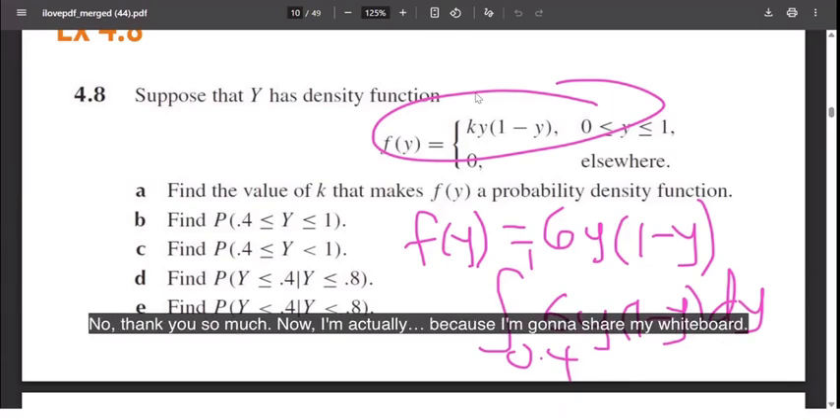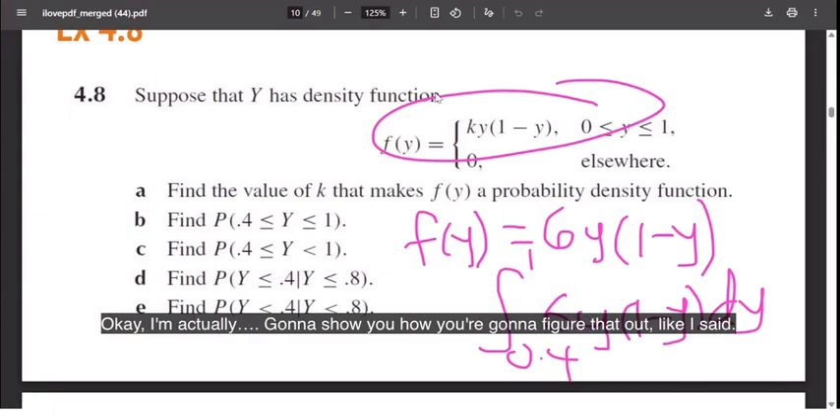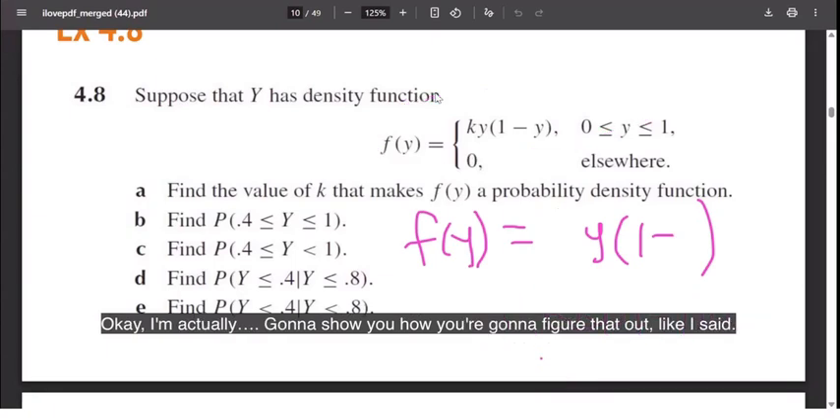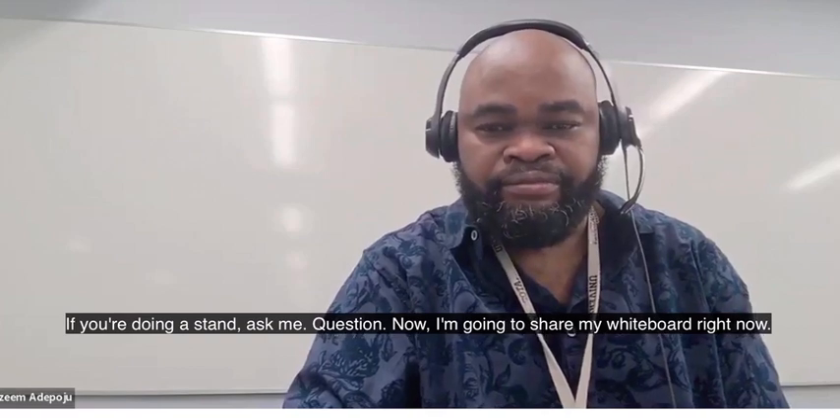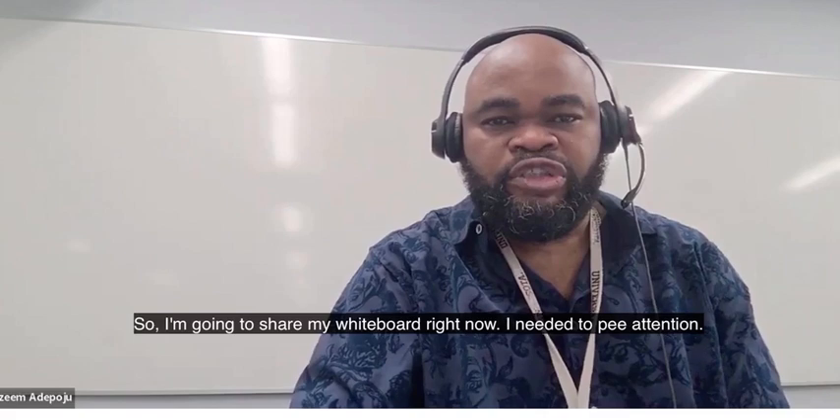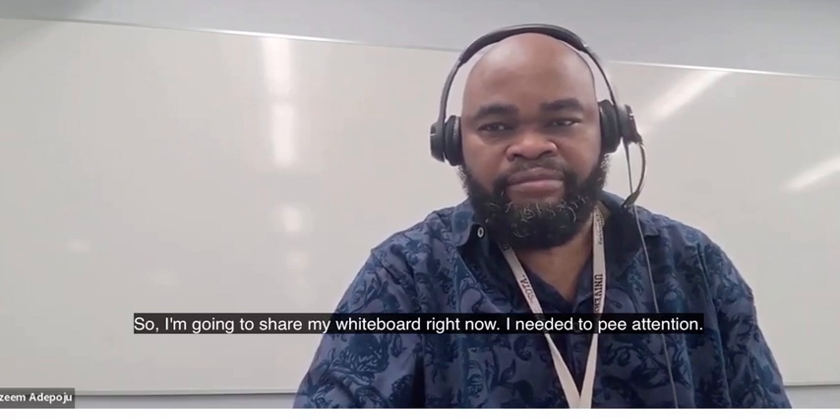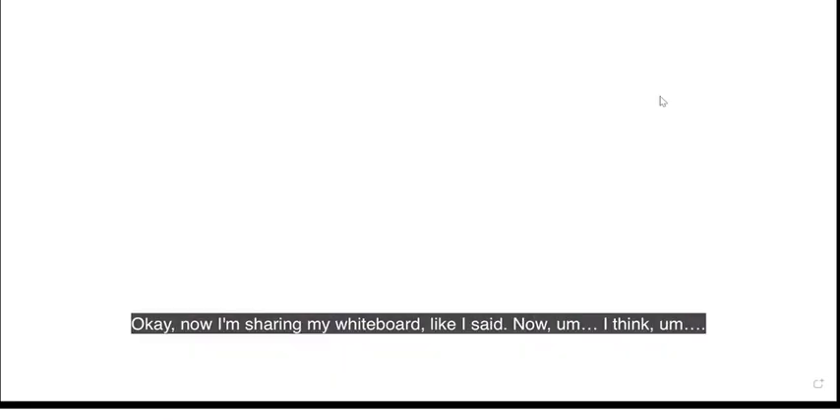Now, because I'm going to share my whiteboard, I'm going to show you how you can figure that out. Like I said, if you don't understand, ask me a question. Now I'm going to share my whiteboard right now. I need you to pay attention. Okay, now I'm sharing my whiteboard, like I said.